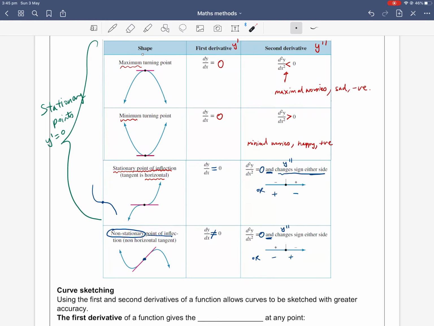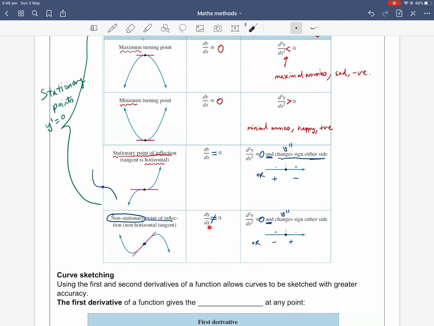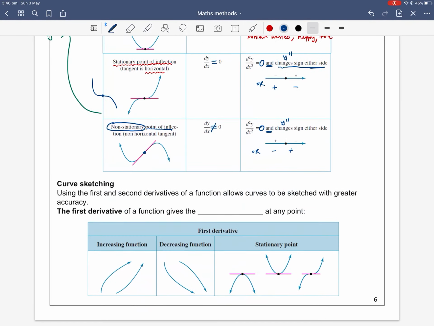Or if your second derivative is 0 and the sign changes on either side, then you get a point of inflection, and it's also a stationary point of inflection. Or if your first derivative is not 0, so your gradient at that point is not 0, but you do have an inflection point where your second derivative is 0, and the second derivative changes sign on either side, then you have a non-stationary point of inflection. So those are the four key features you need to check as well.